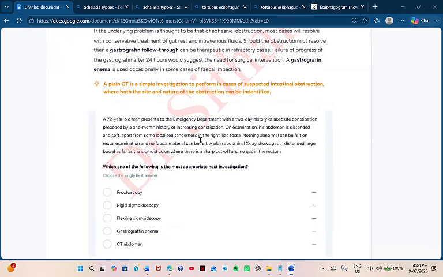A 72-year-old man presents to the ED with a 2-day history of absolute constipation, preceded by a 1 month history of increasing constipation.